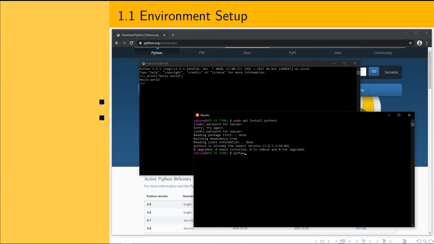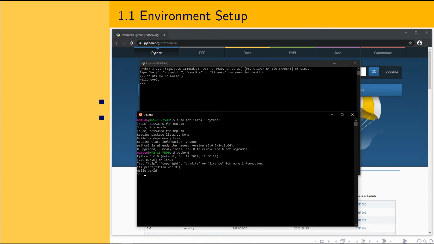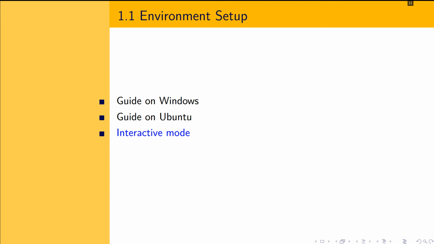So we can check it out. We execute the command python3, and then we see the command line very similar to Windows, something like this. It says Python 3.6.9. You can try the Hello World program, the same thing as on Windows, and it's going to print out the Hello World string, something like this. So okay, that's it. Next is about the different programming modes, including the interactive mode and the scripting mode.